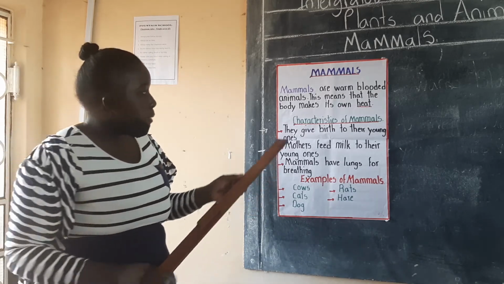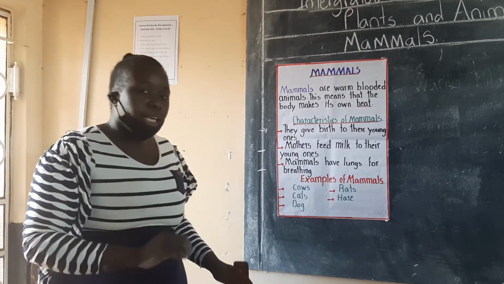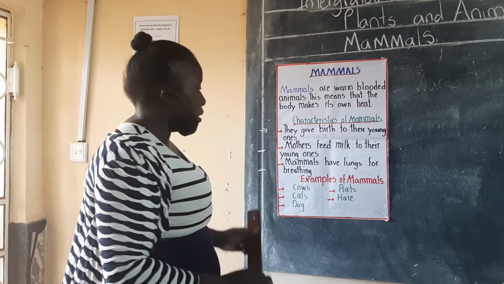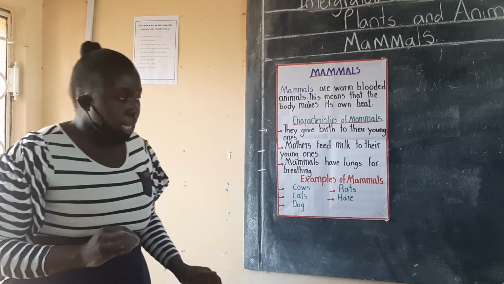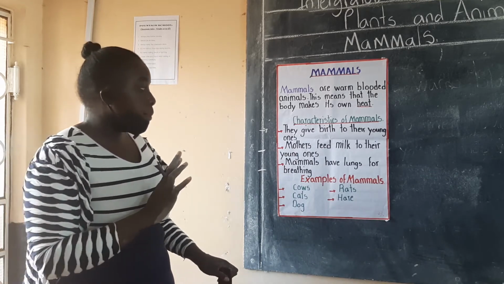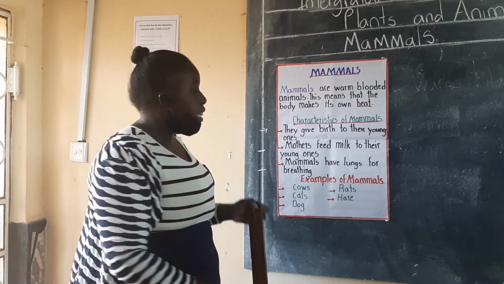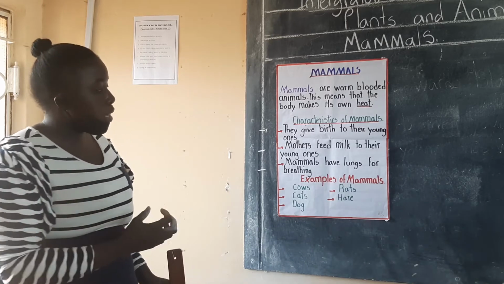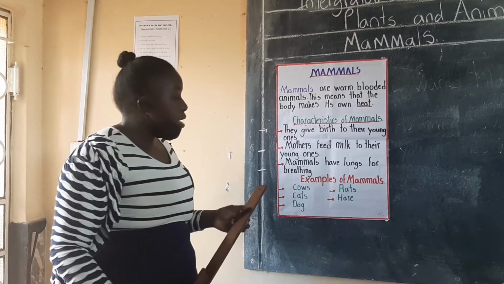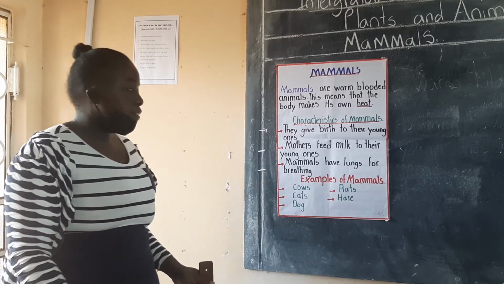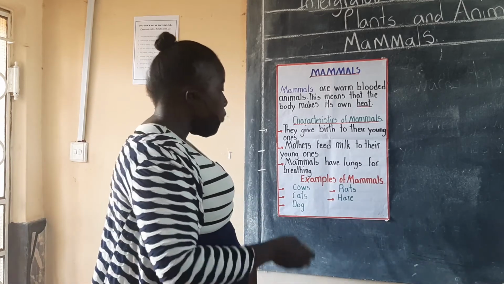The first one is they give birth to their young ones. All mammals give birth to their young ones. Number 2, mothers feed milk to their young ones. Like we said, all mammals feed their young ones with milk. Meaning, when a mammal is born, the first thing is that it will depend on milk. And the last one, we said mammals have lungs for breathing. All mammals have lungs for breathing.